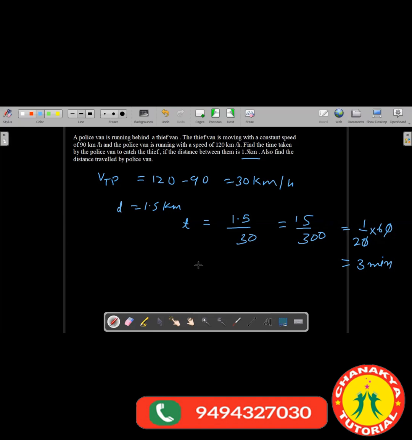Now, if I ask what will be the distance traveled by the police, the police vehicle is moving at a speed of 120 kilometer per hour and it is traveling for 3 minutes, so that's 1 by 20 hour. Distance will be given by speed multiplied by time. So speed is 120 multiplied by time, which is 1 by 20. You can cancel this 2 and you have 6. So the police vehicle will be traveling a total distance of 6 kilometers to catch up with the thief.